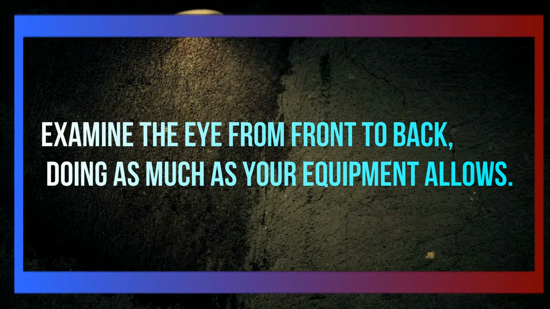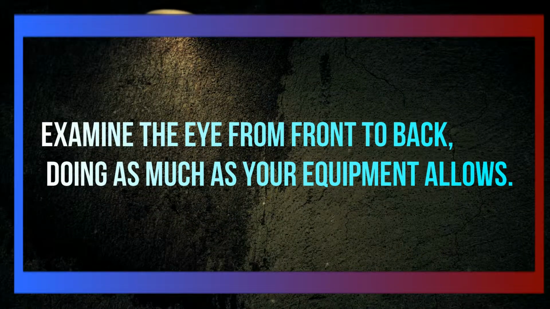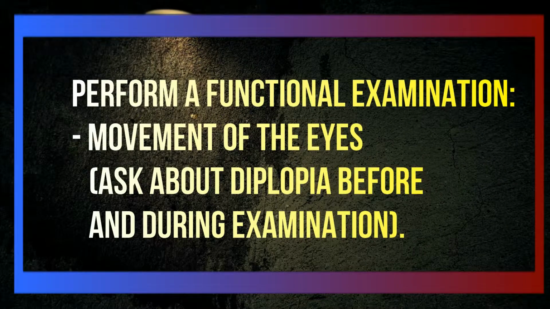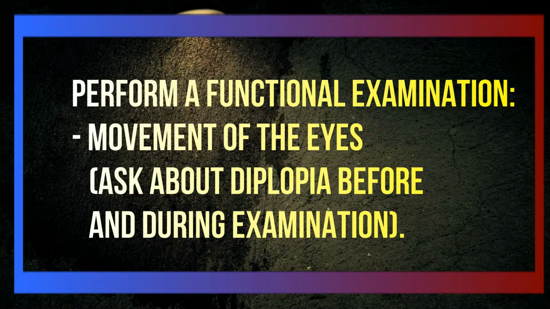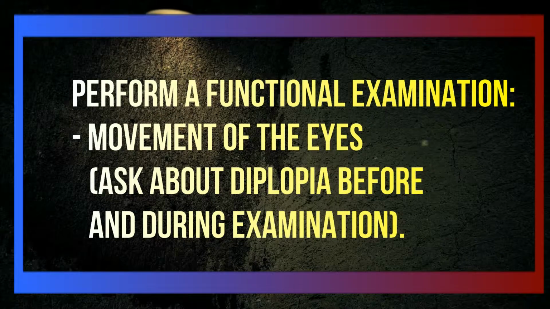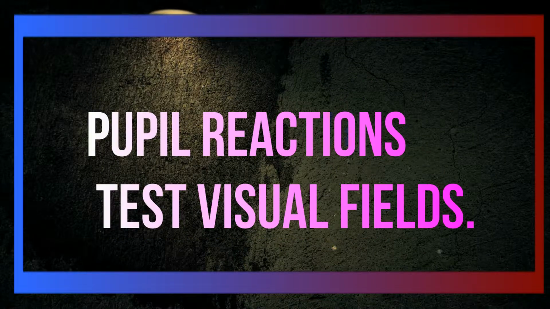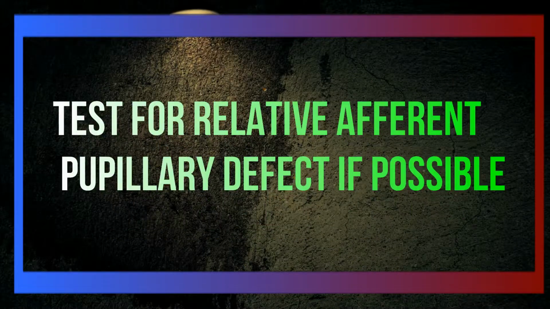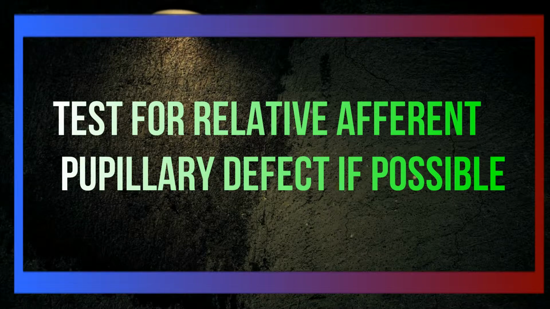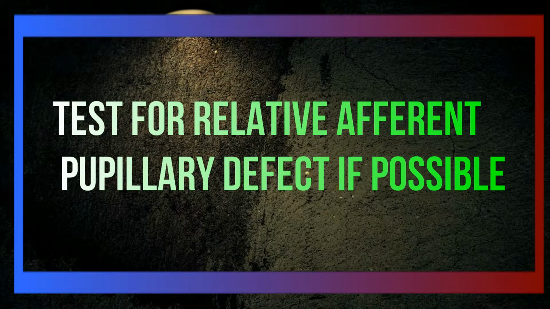Examine the eyes from front to back, doing as much as your equipment allows. Perform a functional examination. Movement of the eyes. Ask about diplopia before and during examination. Pupil reaction test, visual test. Test for relative afferent pupillary defect if possible.